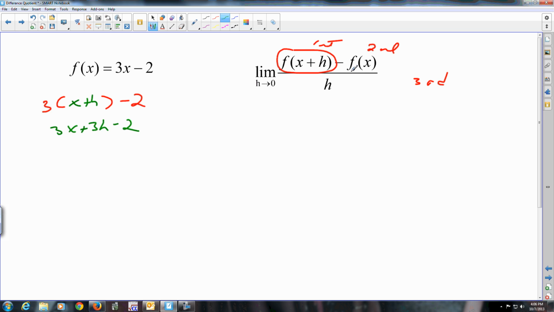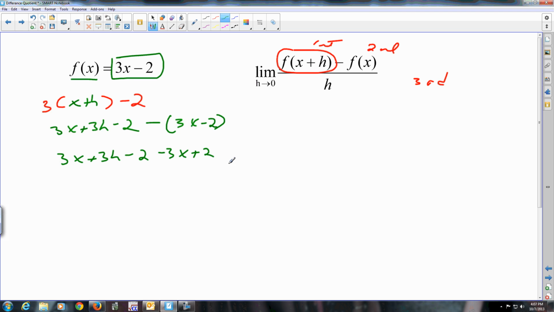Then you have to subtract the original f of x from it. You're going to subtract f of x, and this is what it's worth, minus, and you're subtracting the whole thing, so I'm going to put it in parentheses. So I got 3x plus 3h minus 2 minus 3x plus 2. Now that's the second step. That's the whole top. Now I'll simplify it. And I got 3h. That's the top. That's the first and second step completed. Third step, divided by h.